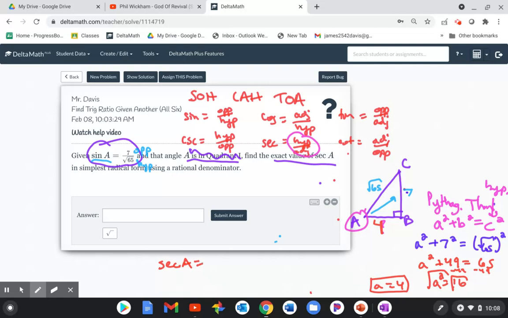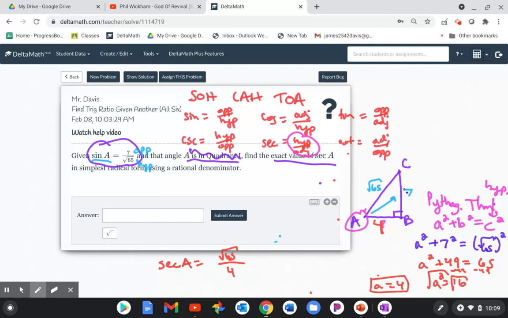We were just given all this information up to this step. So the secant is hypotenuse, which was radical 65, over the adjacent, which is 4. So radical 65 over 4. Now we do need to make sure that this is in simplest form. The radical is simplified.